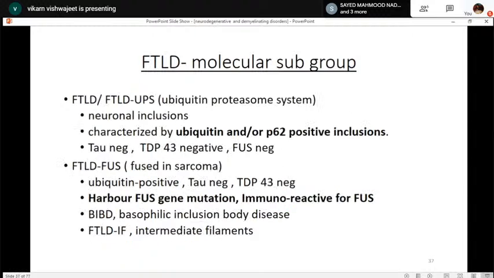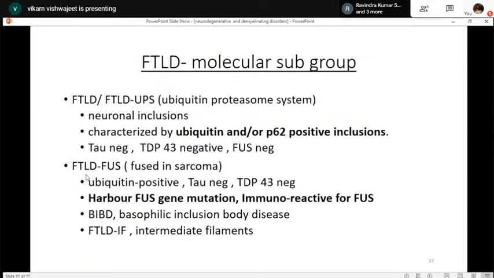Then we have FTLD-UPS, ubiquitin proteasome system. Here the neuronal inclusions are characterized by ubiquitin positivity and P62 positivity. Tau, TDP43 and FUS are negative in these cases.